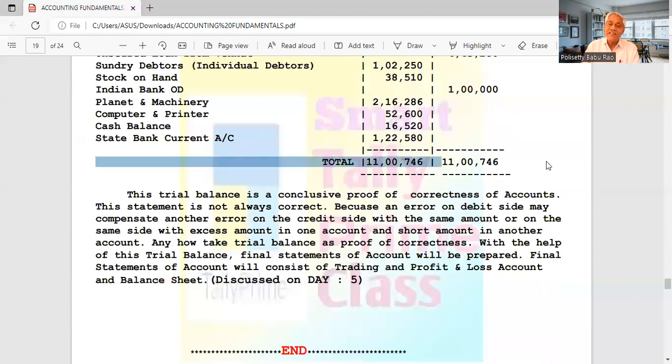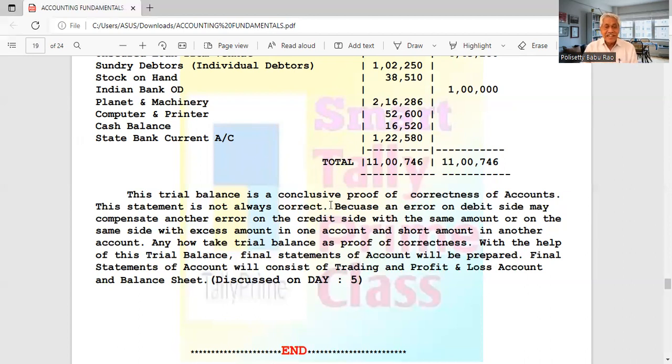even if it is tallied, there may be errors. An error in one account with the same amount, and an error on the opposite side in another account, will compensate. In one account on the debit side you wrote 100 rupees less, in another account on the credit side you wrote 100 rupees less. Both will compensate, so there will be no effect on the balance. So you cannot say the books are correct. Tallying of the trial balance is not a conclusive proof.